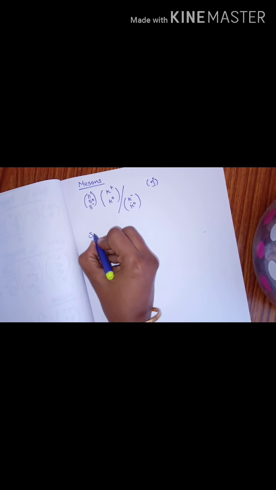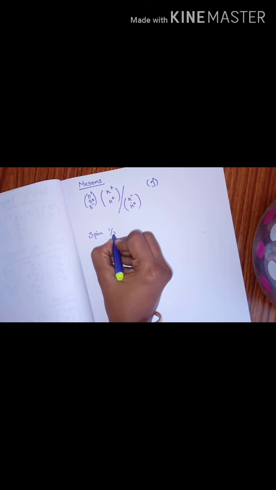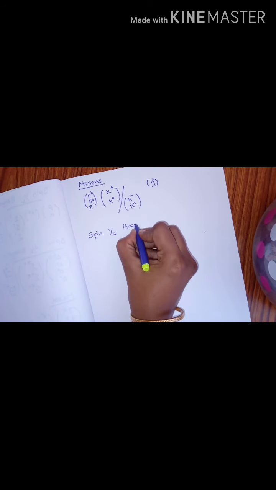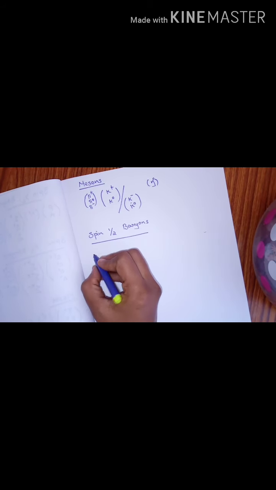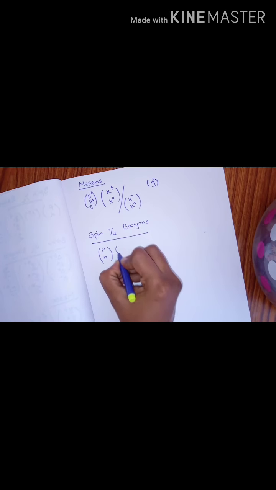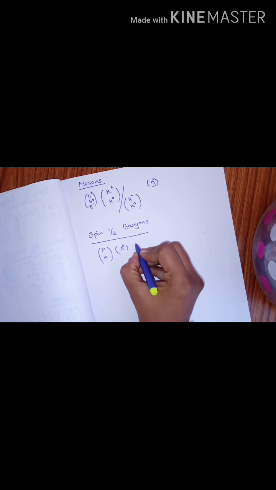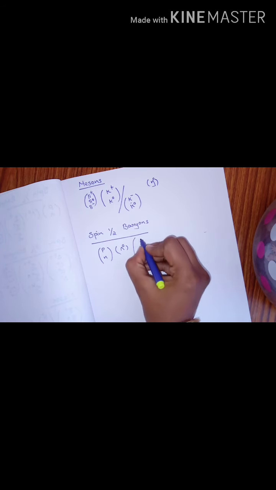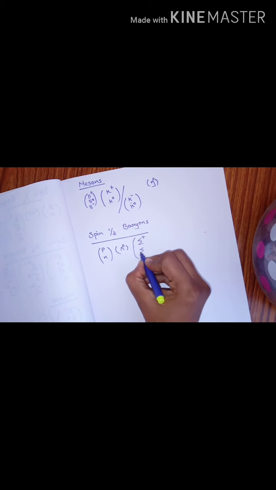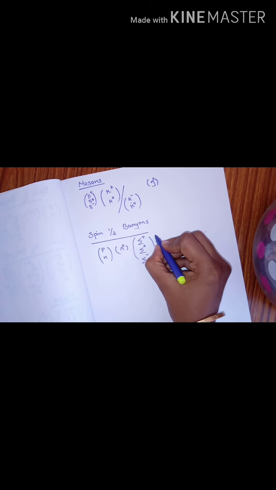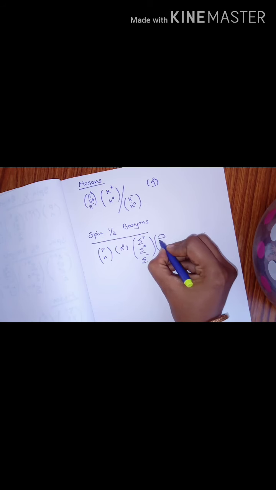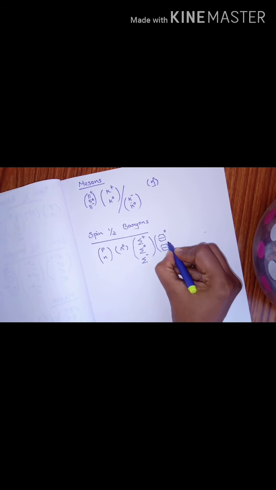Next, spin half baryons. The particles are proton, neutron, lambda naught, sigma plus, sigma 0, sigma minus, cascade 0, cascade minus.